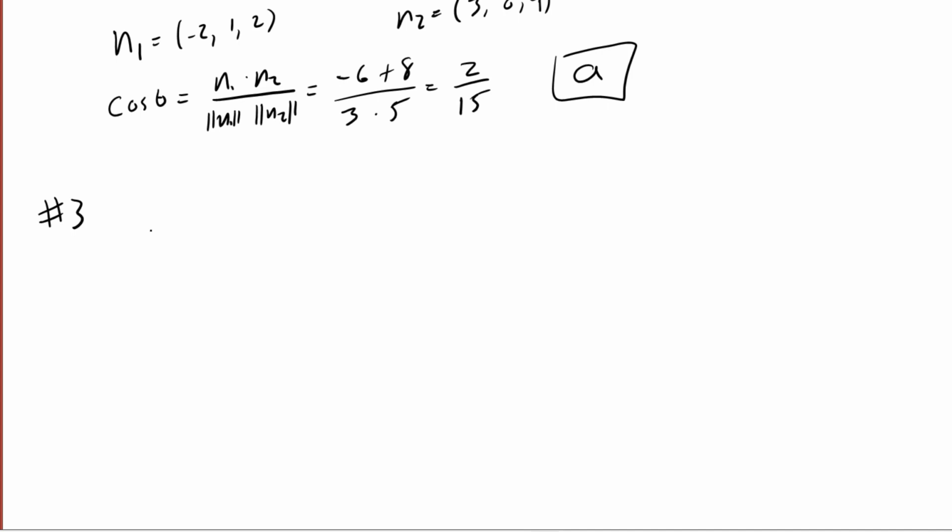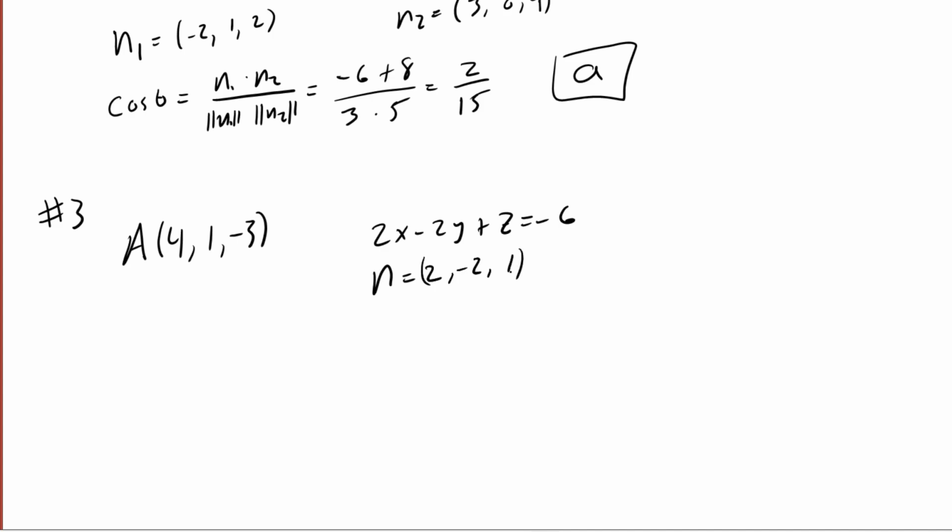Number 3. The distance from the point A, which is (4, 1, -3), to the plane P, which is 2x - 2y + z = -6. So we want to find the distance. Here, let me write down the normal. This is going to be (2, -2, 1).